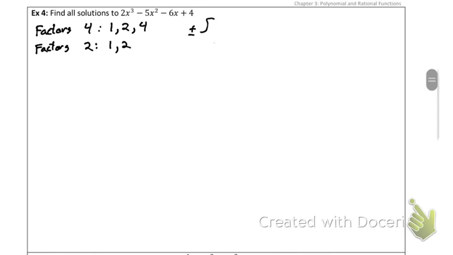So our possible answers are 1 over 1, which is 1. 1 over 2, which is 1/2. 2 over 1, which is 2. 2 over 2, which is 1, already accounted for that. 4 over 1, which is 4. 4 over 2, which is 2, I already accounted for that.